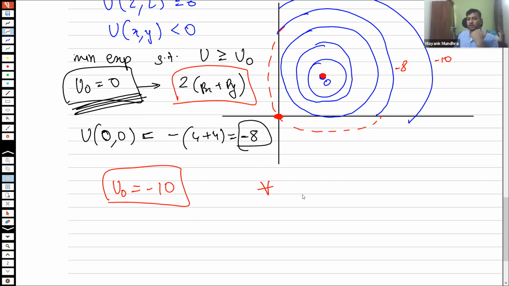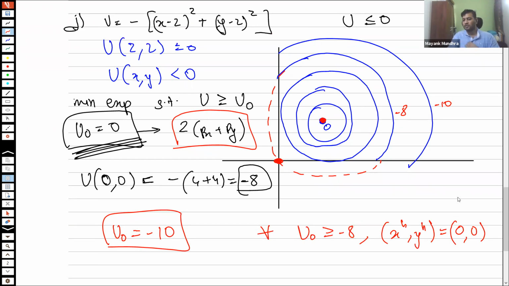Okay, so for all u naught greater than or equal to -8, the ideal bundle xh comma yh is going to be 0 comma 0. Because if without doing anything you are at -8, why would you want to spend something and reach specifically -10 comma -10? Okay, so this bundle, let me call this bundle B, is at -10 utility. But I don't want to reach here because reaching here is costly. Without spending anything, I am at a higher utility. So why would I want to spend and reach a lower utility? That doesn't make sense. Does everybody get this point? Yeah, I hope everybody gets this point.